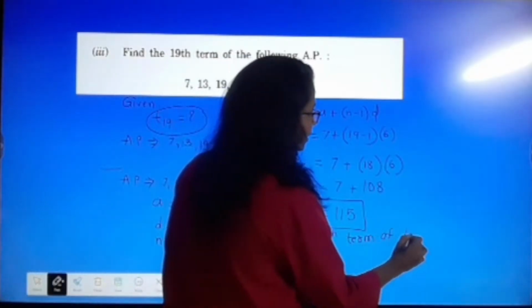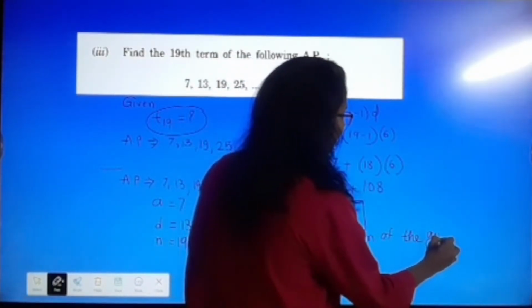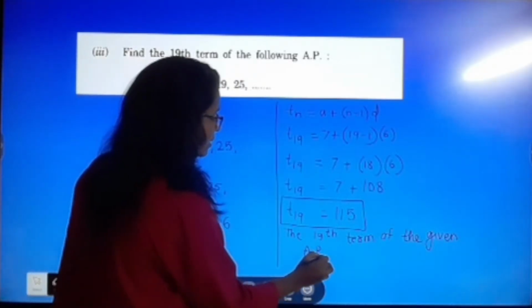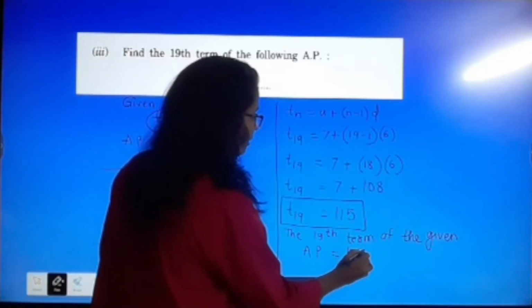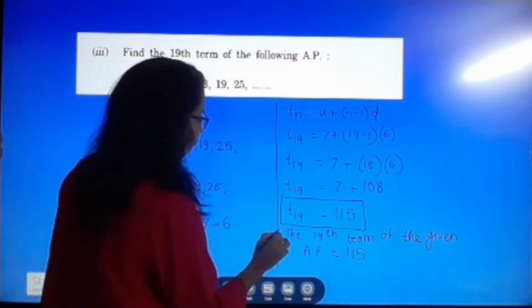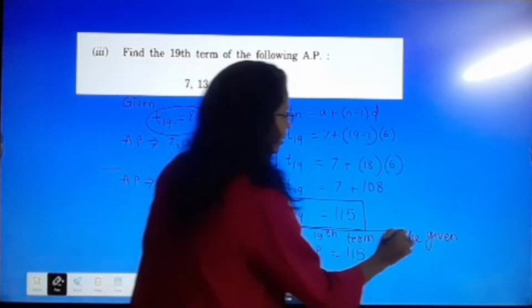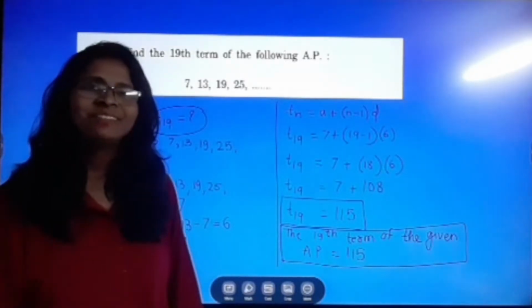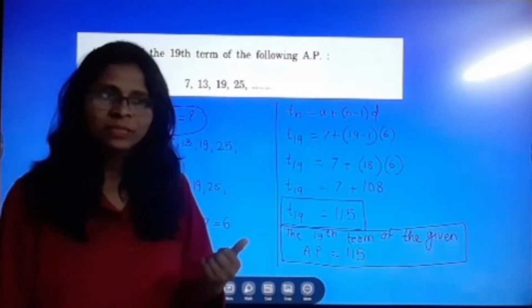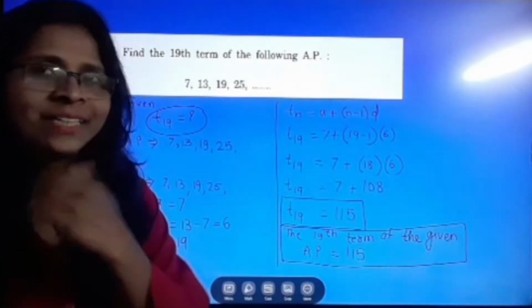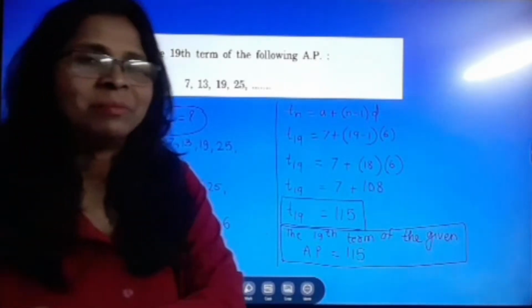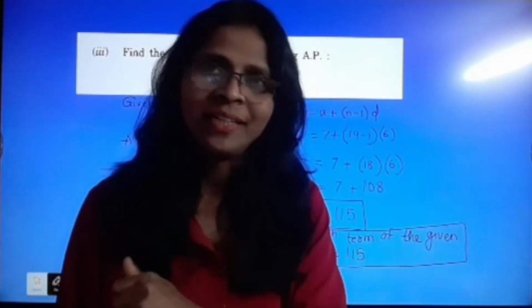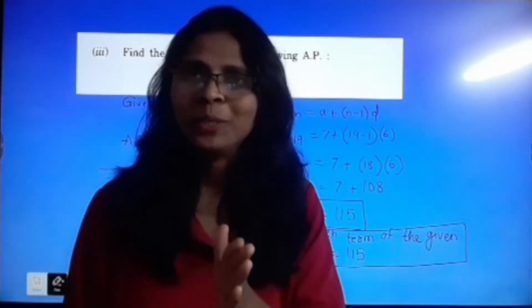of the given AP. AP means the arithmetic progression, which is equal to 115. Okay student, so this is our final answer. Okay, very good. You come with me, you stay with me, you practice with me, and you revise with me. And definitely you should get the 100% result in Maths 1 students.